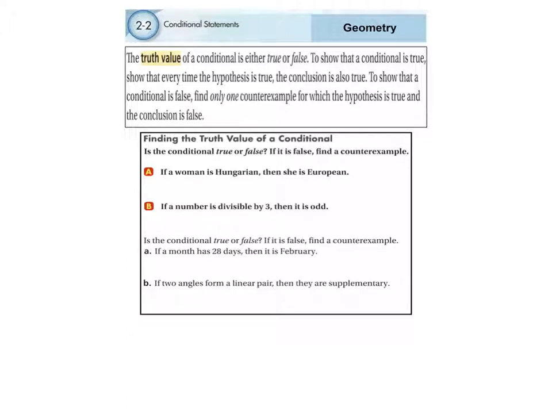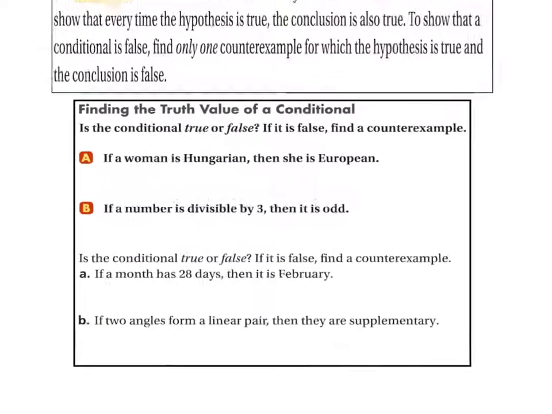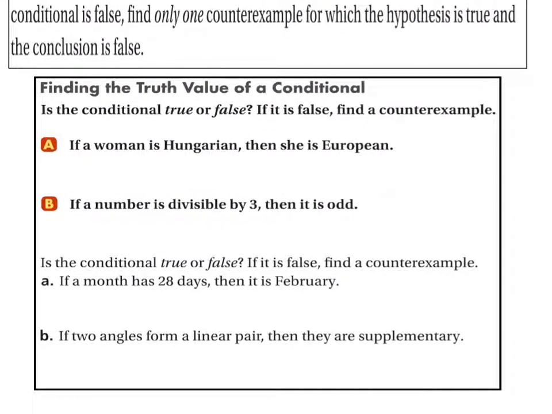All right, so are these conditionals true or false? If it is false, give a counterexample. First example: if a woman is Hungarian, then she is European. Okay, so the very first statement is telling me that this woman is Hungarian, right here, the if part. So if she's Hungarian, she lives in Hungary. Hungary is in Europe.